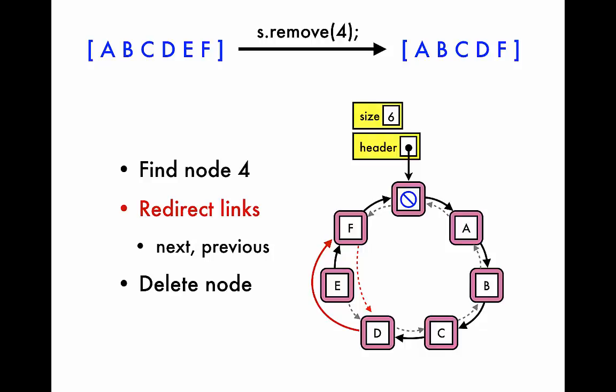Now that looks pretty simple, right? Well, conceptually it is. But how do we actually do that in the code? For example, suppose I had a temporary variable pointing to the node containing E. How do I redirect the next node of the node containing D to the node containing F? Well, it turns out that you can do this with a single assignment statement in Java. But before I tell you what that assignment statement is, please pause the video and try to figure it out for yourself.